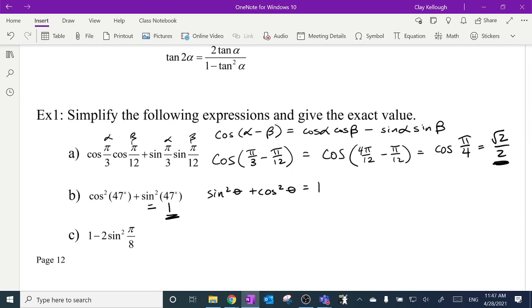All right, C is kind of getting back to the stuff like A. I have to recognize that. So look up, where do you see 1 minus 2 sine squared something?